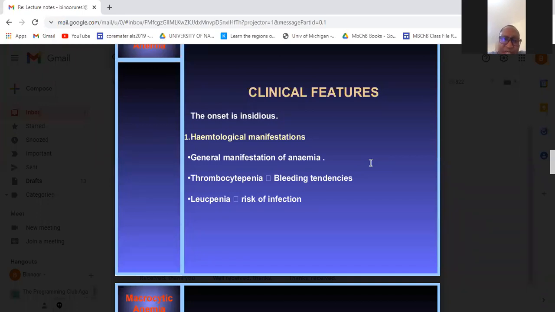You can also present with bleeding tendencies because of thrombocytopenia, and also increased risk of infection because of leukopenia. Remember we said you will have thrombocytopenia, you will have leukopenia, and you also have anemia. So you can have symptoms related to those three. That is the hematological manifestations. Next slide.